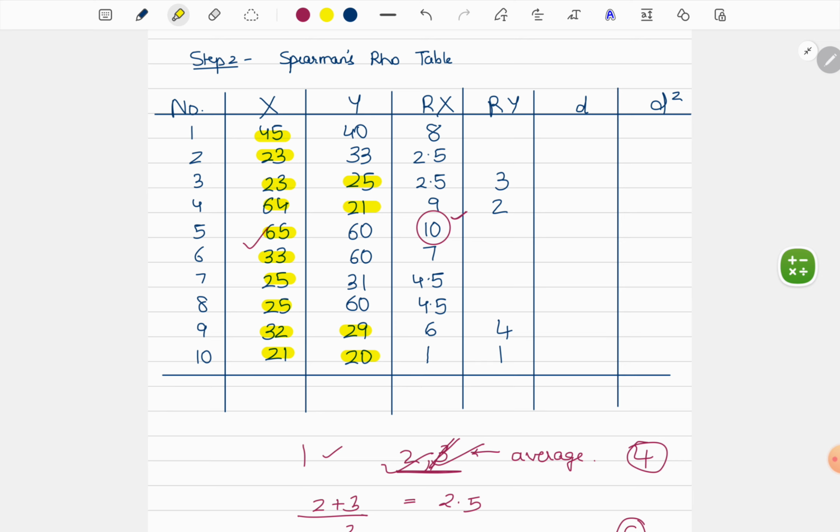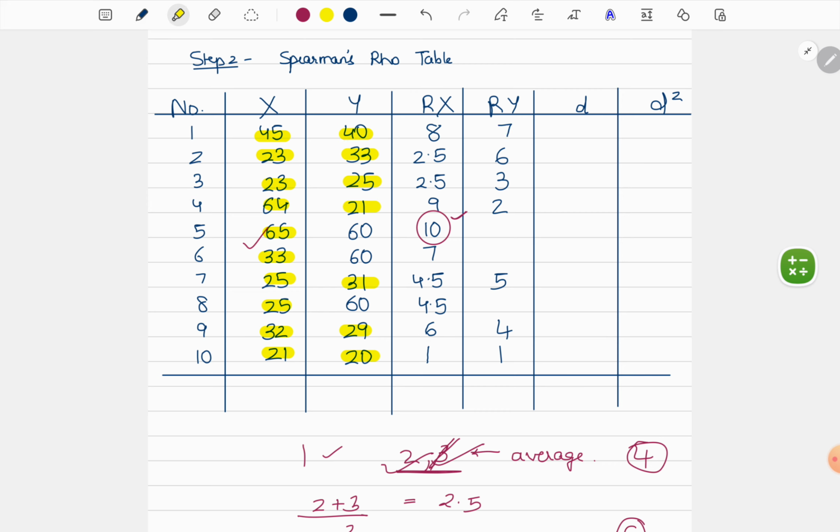Next least number is 31. It will be assigned rank 5. Next least number is 33. It will be assigned rank 6. Next least number is 40. It will be assigned rank 7.